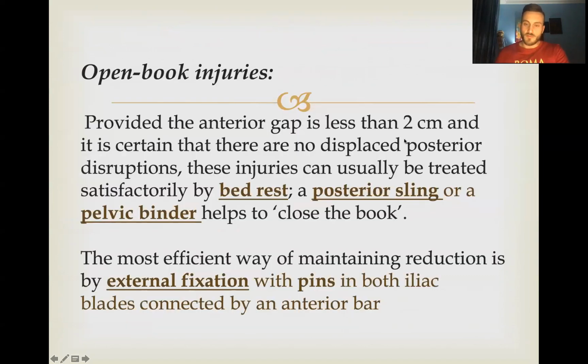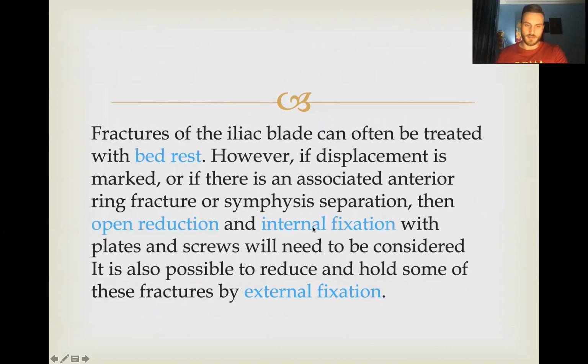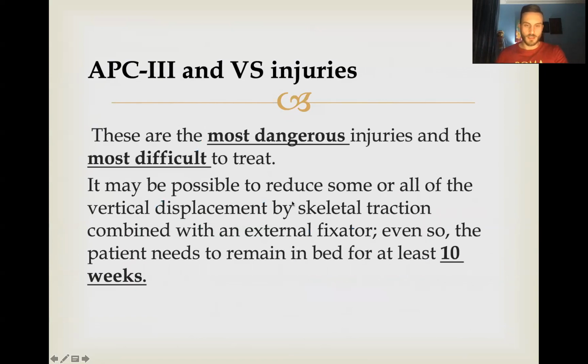Open book fracture, if it's less than 2 centimeters, bed rest and posterior sling, you can put a pelvic binder, it will close the book. Sometimes you can use an external fixator if your patient is unstable. And if it's more, sometimes he needs surgery or an external fixator. Iliac blade usually with bed rest, okay, unless it's going into the joint.